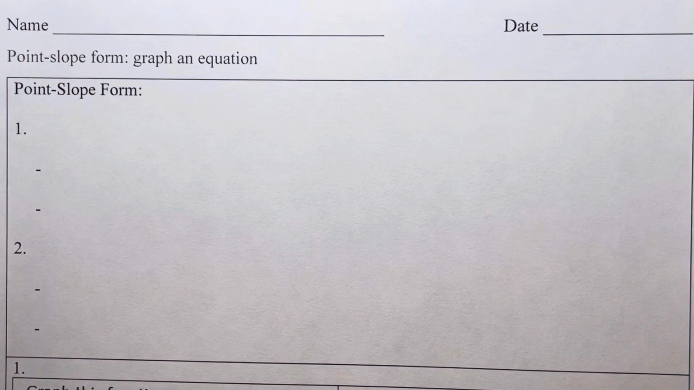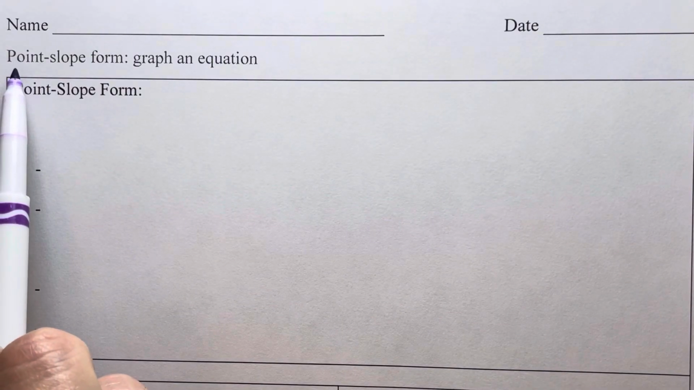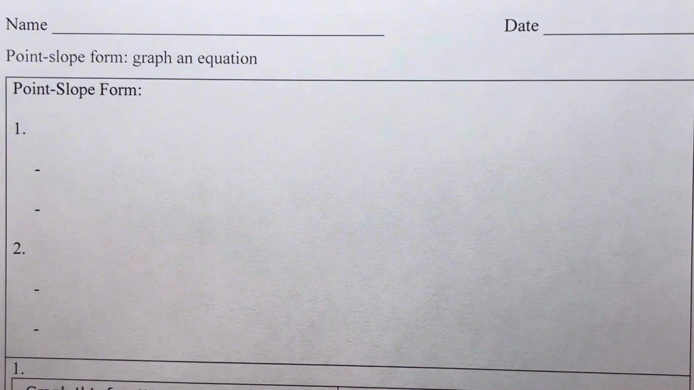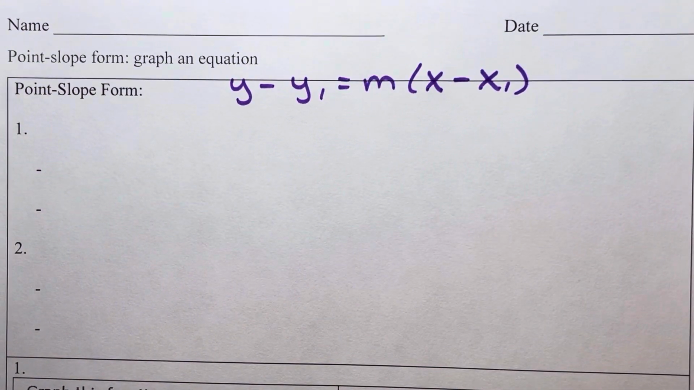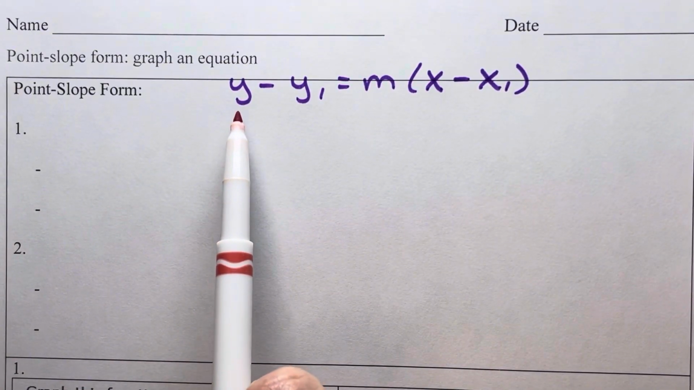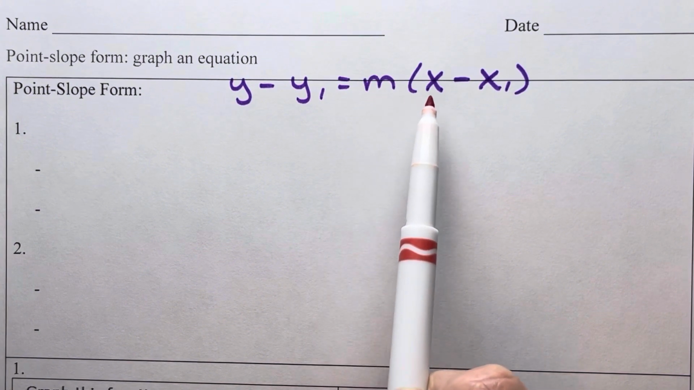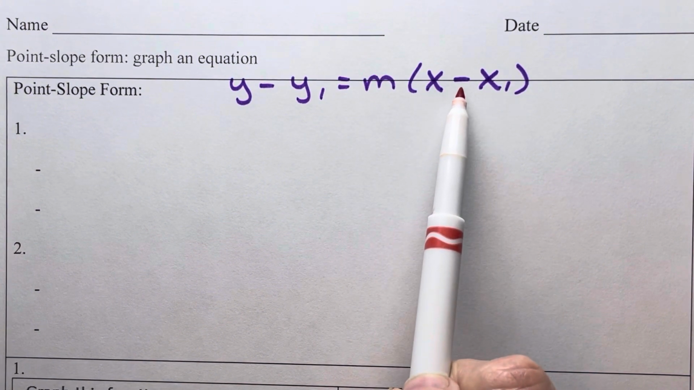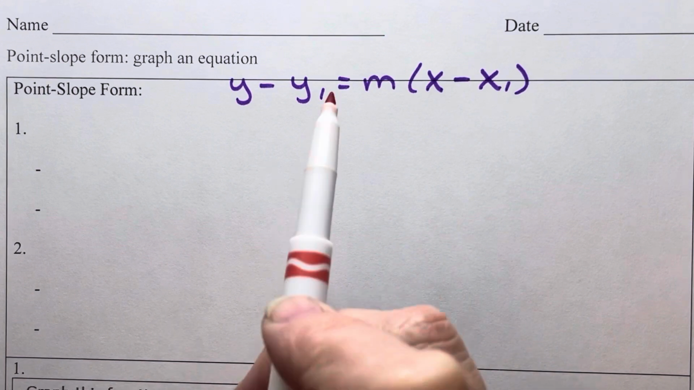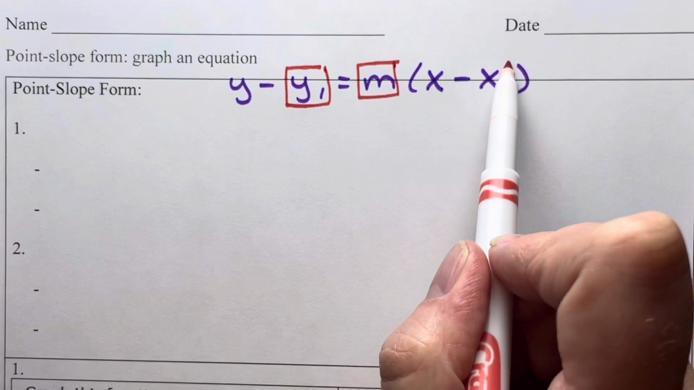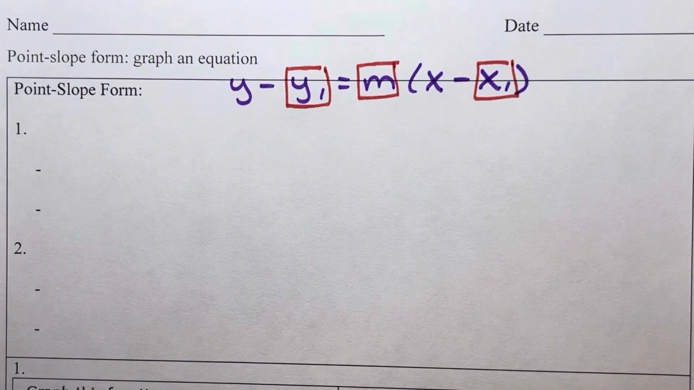In today's math lesson, while we discuss the point-slope form, we are going to graph an equation. The point-slope form of an equation is y minus y sub 1 equals m times the quantity of x minus x sub 1, where y sub 1, m, and x sub 1 are all numbers. Let's learn how to graph lines like these.